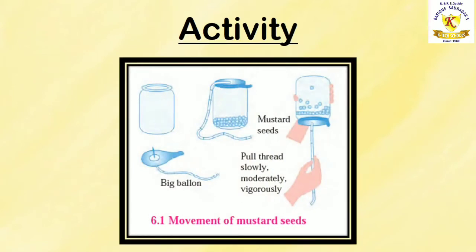Take some mustard seeds in a transparent plastic jar. Thread a long thread at the center of a big balloon by means of a needle and tie it tight. Stretch this rubber diaphragm and fix it on the mouth of the jar by means of a rubber band. Pull the diaphragm up and down with the help of the thread, first slowly, then with moderate speed, and then vigorously.